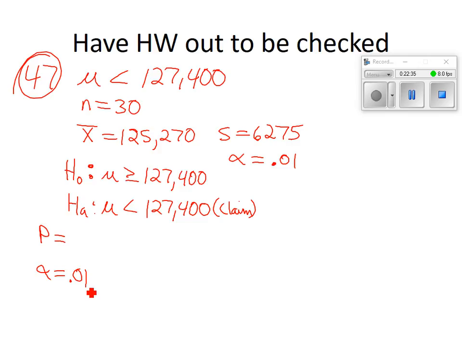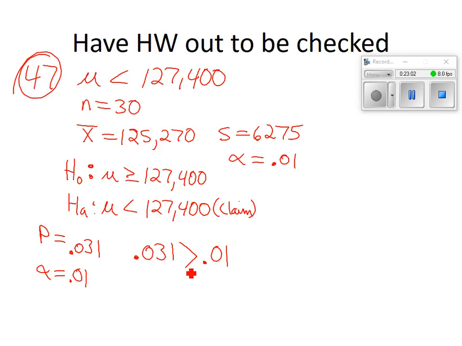And it should tell you a P. What's our P score? .031, something like that. And all we're going to do is compare those two. We got .031 and .01. Is that less than, greater than, or equal to?